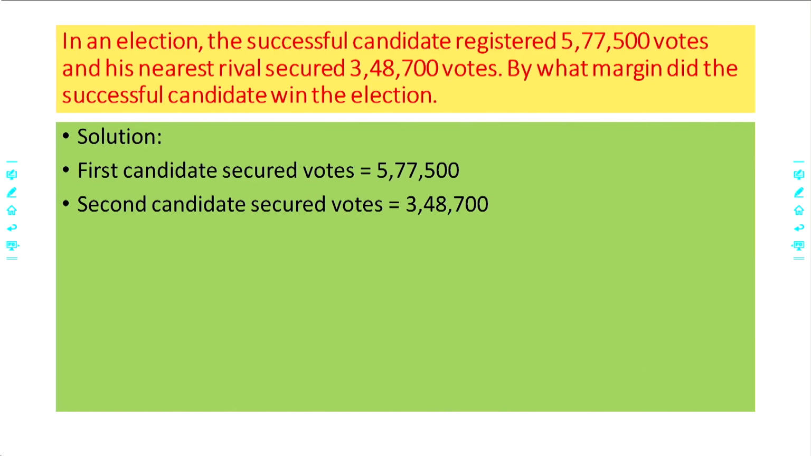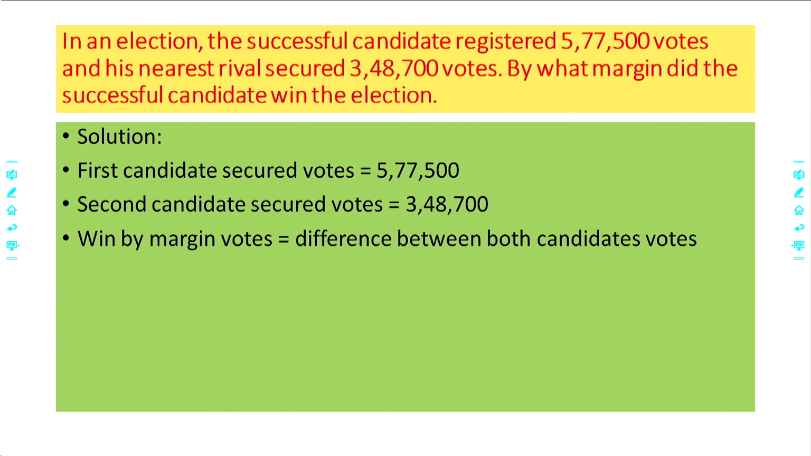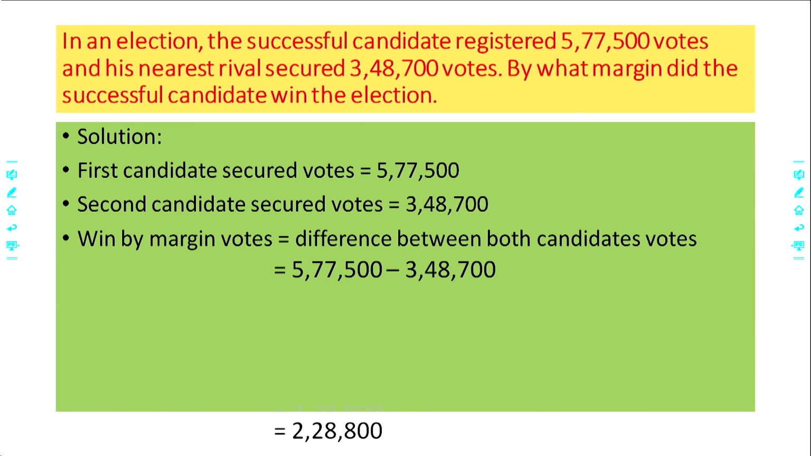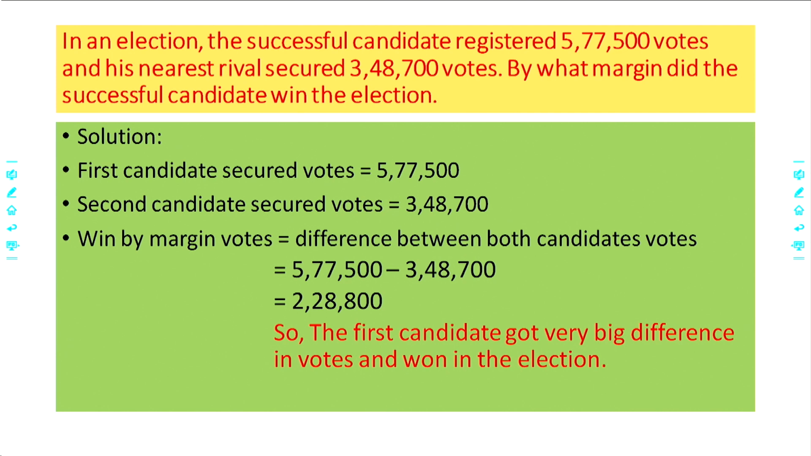5,77,500 and the second candidate secured votes is equal to 3,48,700. The winning margin in votes is equal to the difference between both candidates' votes, that is 5,77,500 minus 3,48,700. By subtracting these two, we get 2,28,800. So, the first candidate got a very big difference in votes and won the election.